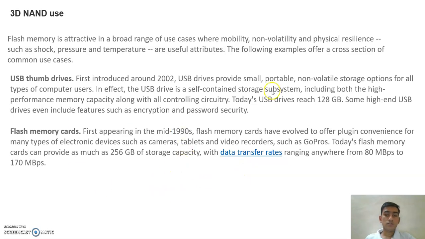So, 3D NAND use. We use this flash memory in many areas. USB thumb drives, first introduced around 2012, provide small, portable, non-volatile storage options for any type of computer user. In effect, the USB drive is a self-contained storage subsystem, including both the higher performance and more capacity, along with controls and security. Today, USB drives reach 128 GB. Some high-end USB drives even include features such as encryption and passwords.